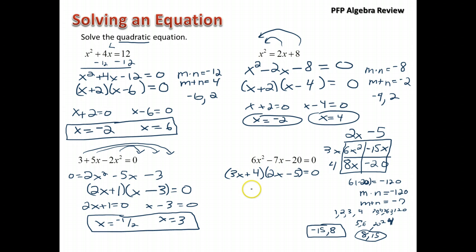Now, we want to solve the problem, and we have to take each one of these separately and set them equal to 0. So either x is negative 4/3, subtracting the 4 and dividing by the 3, or x is positive 5/2, adding the 5 and dividing by the 2.